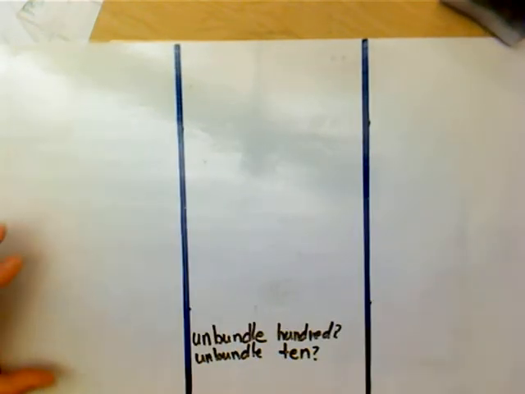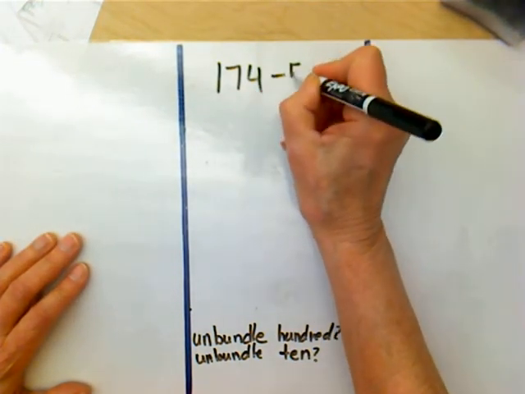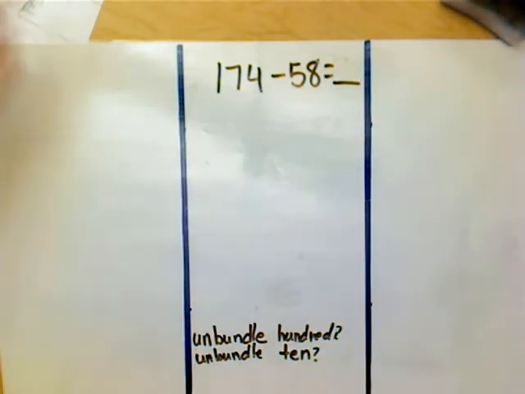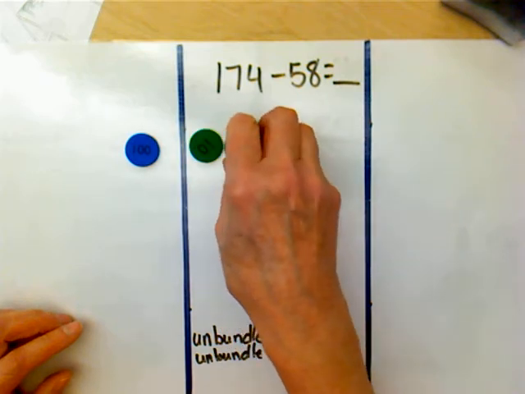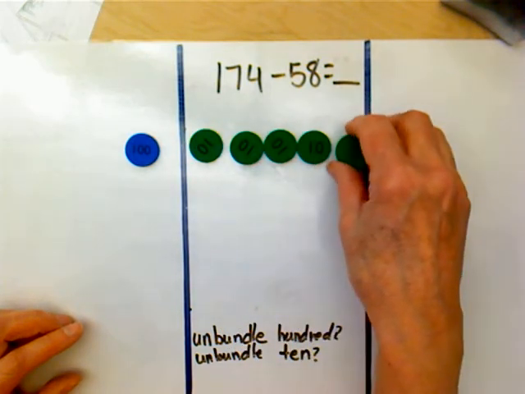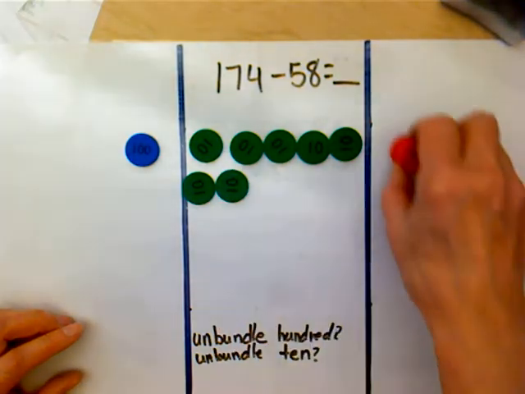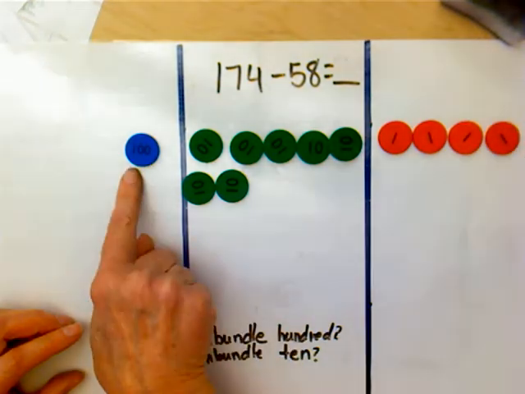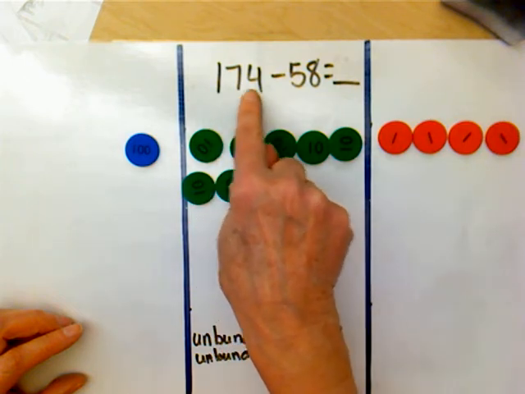Now I'm moving on to problem number B, which is 174 take away 58. And I know the first thing that I need to do is set up the number that I am going to subtract from. Here we go. I've got 100, 110, 120, 130, 140, 150, 160, and 170, 171, 172, 173, 174. So I have 1 100, 7 tens, and 4 ones.